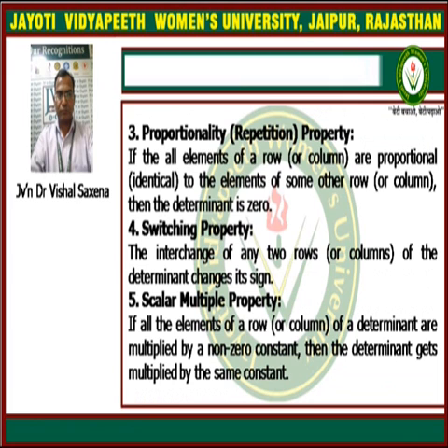Third property is the proportionality property or repetition property. If all the elements of a row or the column are proportional, or identical, to the elements of some other row or column, then the determinant is zero.